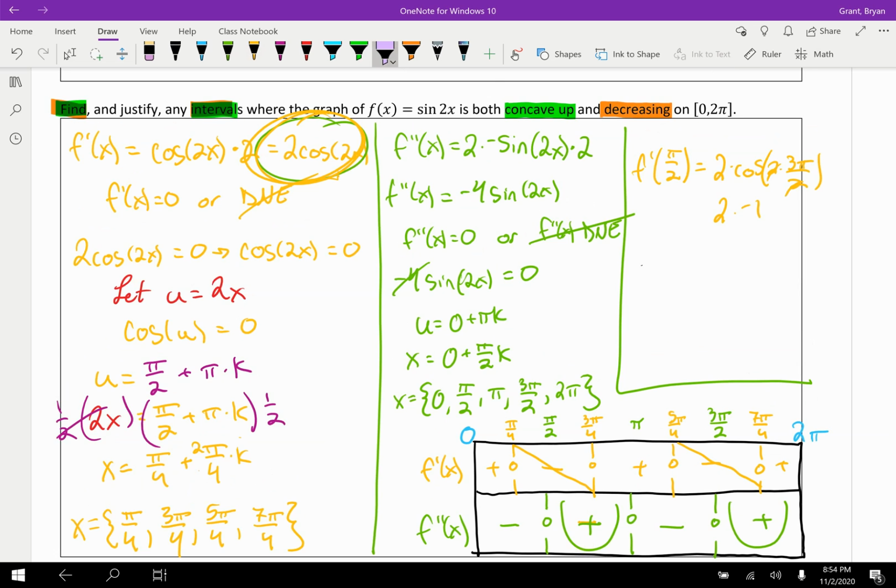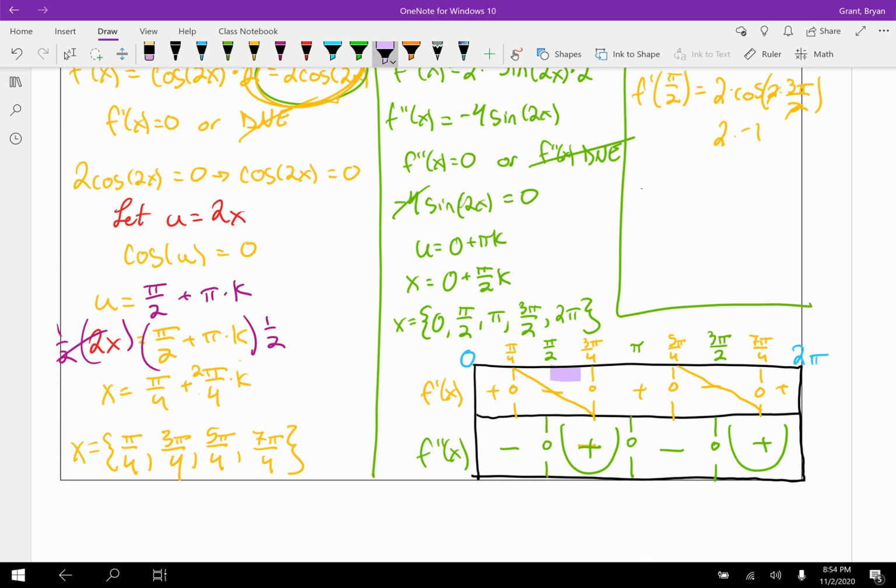Well, hopefully you're noticing that this negative portion right here overlaps with this portion down below. And that from pi over 2 to 3 pi over 4 is a portion of f where f prime is negative, f double prime is positive, so decreasing and concave up. Is there anywhere else? Yeah, I think I see one more piece over here. And it looks like we're going from 3 pi over 2 to 7 pi over 4. Great. I think we have our interval then.